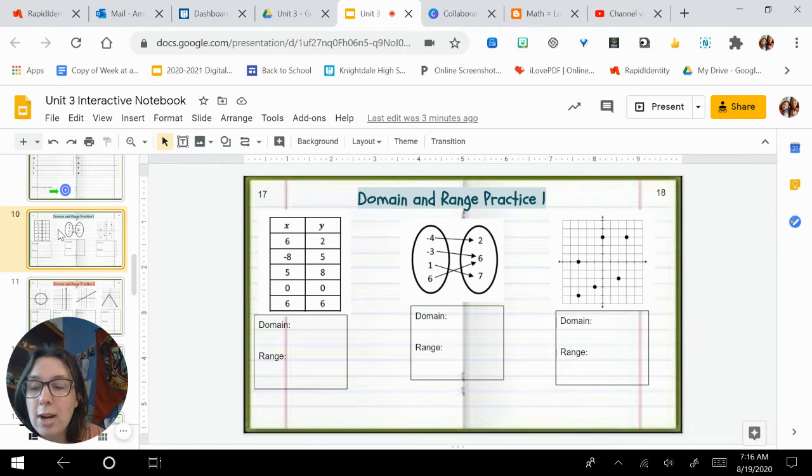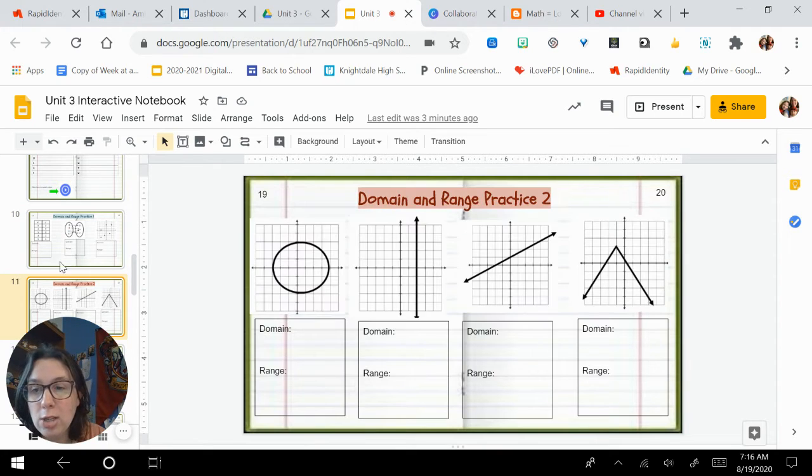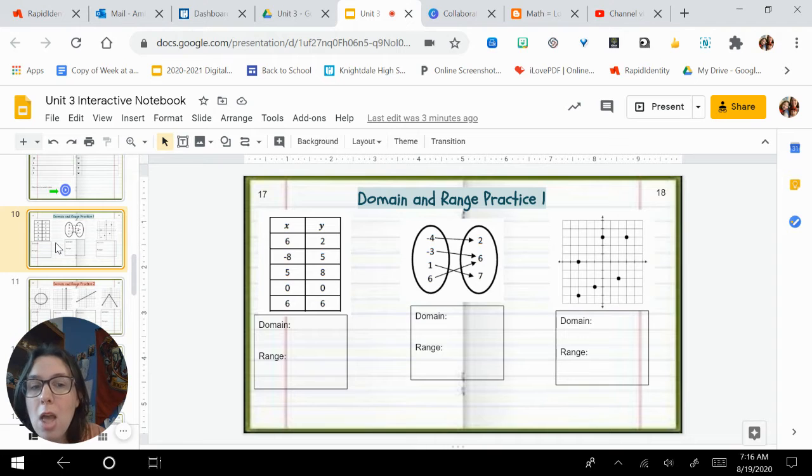And I'm going to do one from each page. There's 2 pages here, so I'm going to do one of them. Okay. So right here is a table of values, and they're all representing the same type of thing. This is a table. This is a mapping diagram. Remember, it's the same thing as a table. This is the x values, and these are the y values.